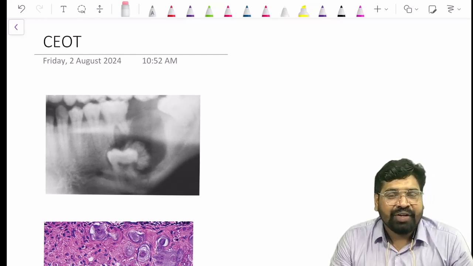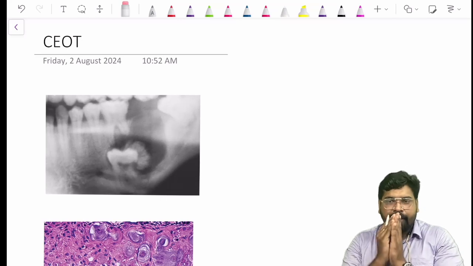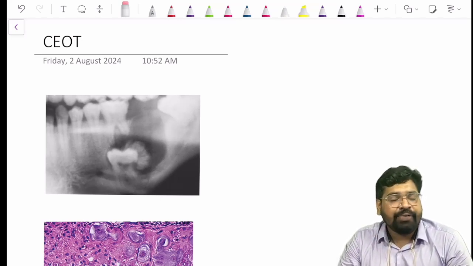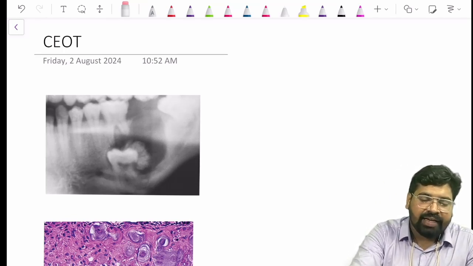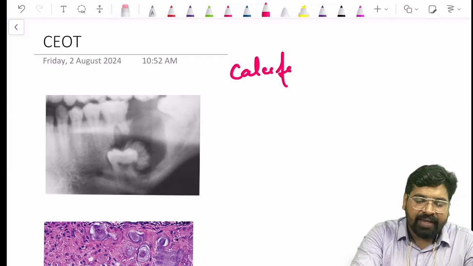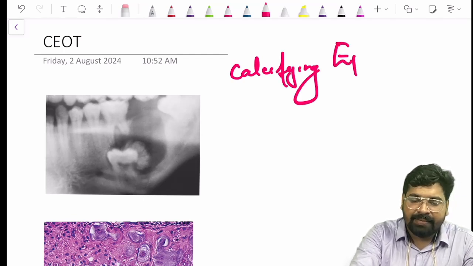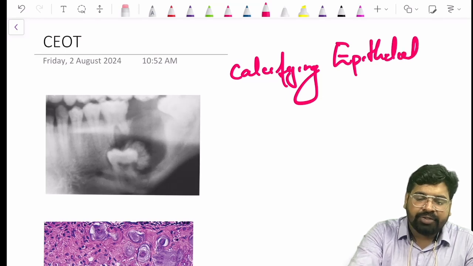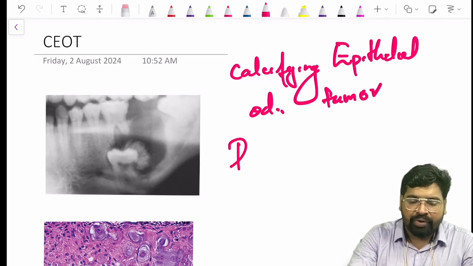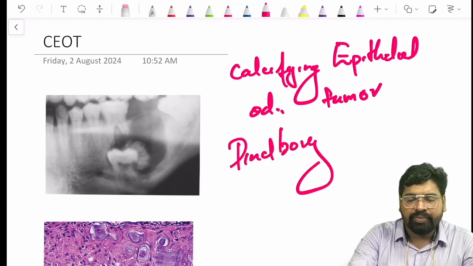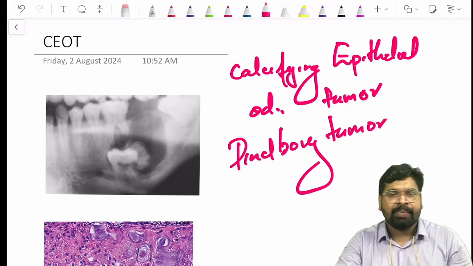We are discussing odontogenic tumors, and in this video we are going to discuss CEOT, calcifying epithelial odontogenic tumor. The other name of this tumor is Pindborg tumor. Okay, Pindborg tumor is the other name, named after the scientist.